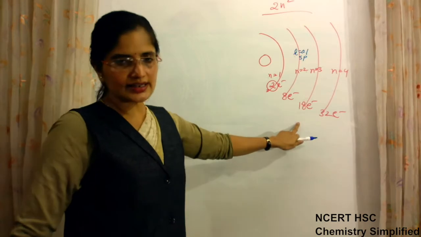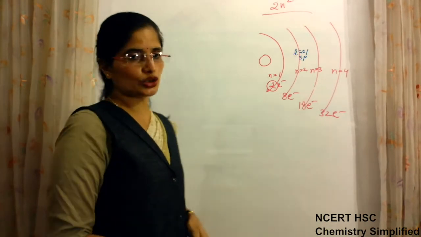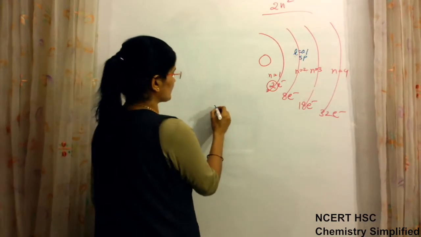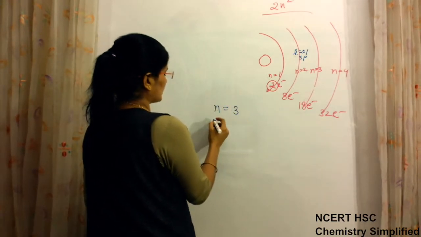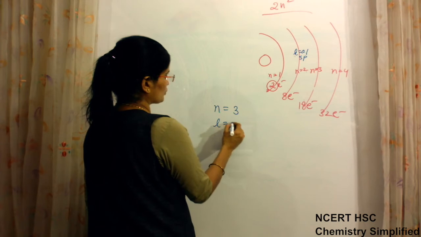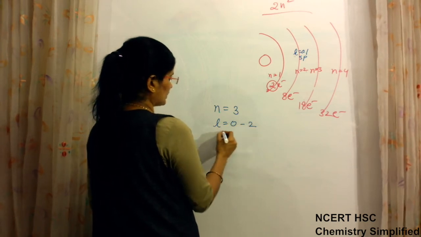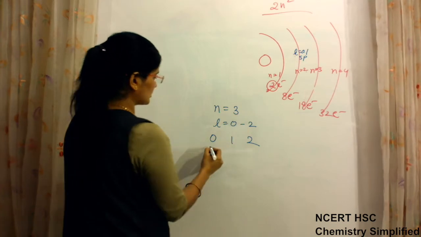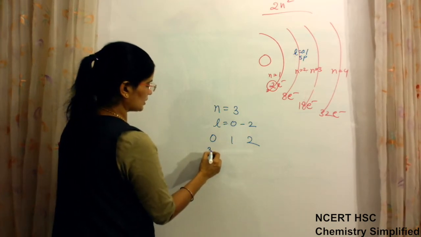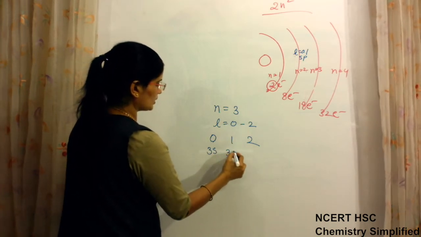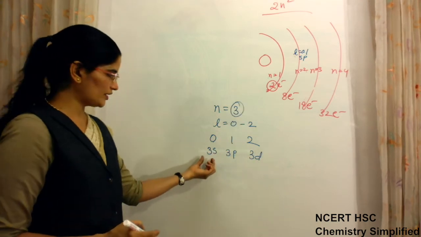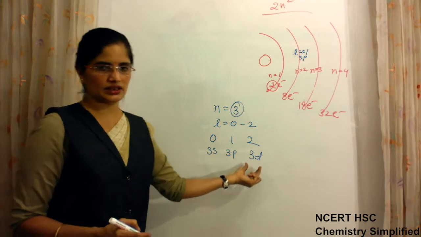Now the third shell, we had said, contains 18 electrons. So how does the third shell contain 18 electrons? Because when n is 3, we have L values from 0 to 2. That is, we have 3 L values, 0, 1 and 2, which is equal to 3s, 3p and 3d, because the shell number is 3. So I have written here 3s, 3p, 3d.